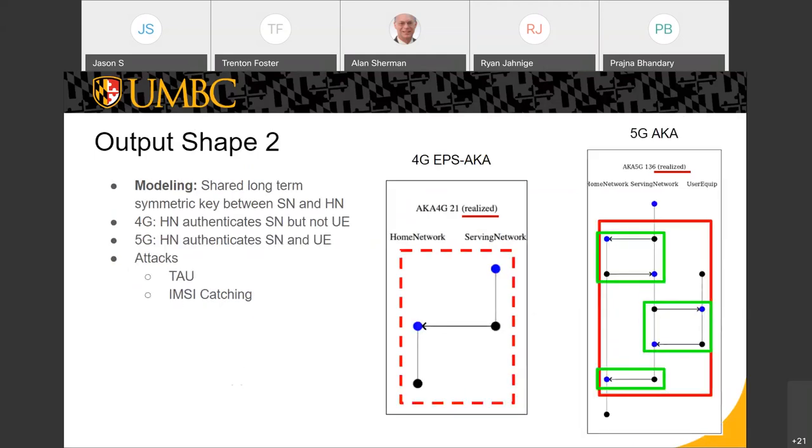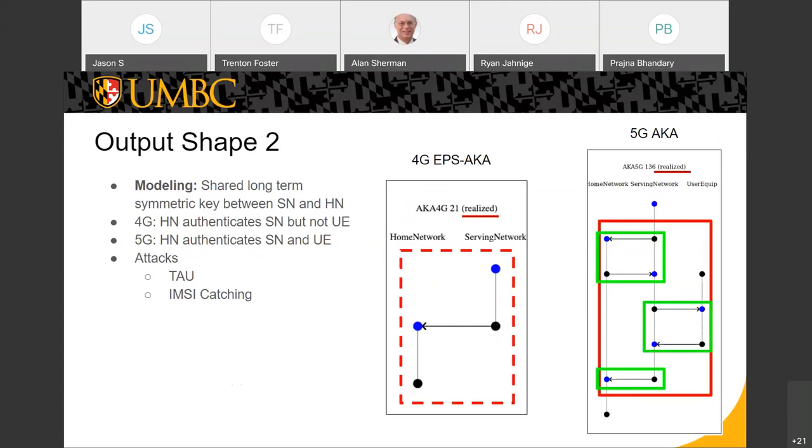So this is our second modeling assumption. We proposed a kind of solution to the issue of what if there is no secure wired connection between the serving network and home network. If we encrypt all of the messages passed between the serving network and home network with the shared long-term symmetric key, these were the shapes that we got for 4G and 5G. Talking about the shape in 4G, from the home network's point of view, again the home network is authenticating the serving network, but it's still not authenticating the user equipment.